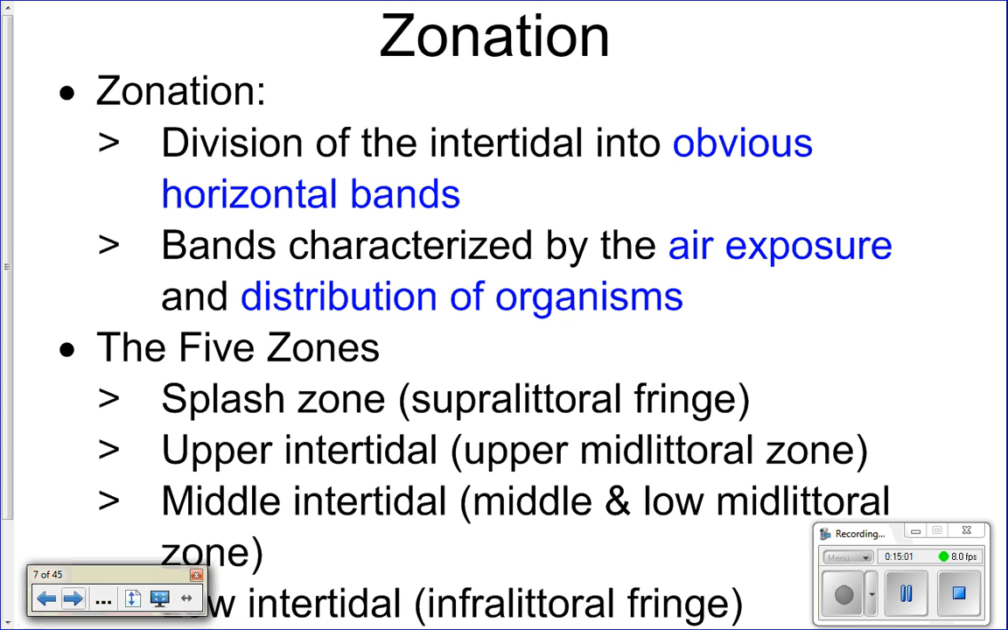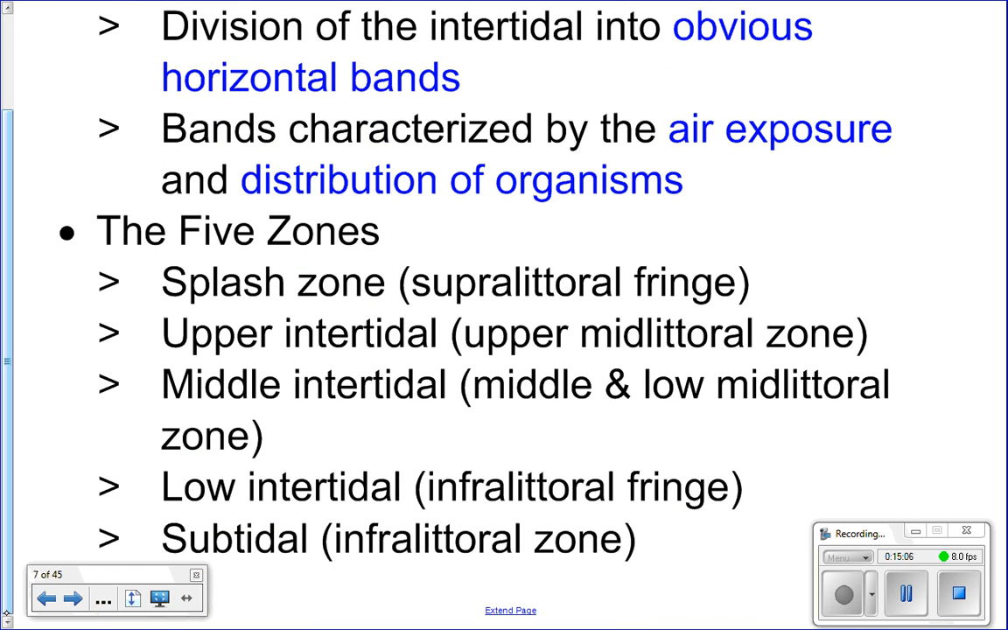Okay, you have the splash zone, the upper, middle, lower intertidal, and then the subtidal. Your book will use terms like the supralittoral fringe, upper mid-littoral. These terms are super confusing. I don't even know all these terms specifically, so I use these terms. These are all you need to know. Because it's like upper mid-littoral, what? Middle and low mid-littoral, huh? Whatever. So splash, upper, middle, low, subtidal.